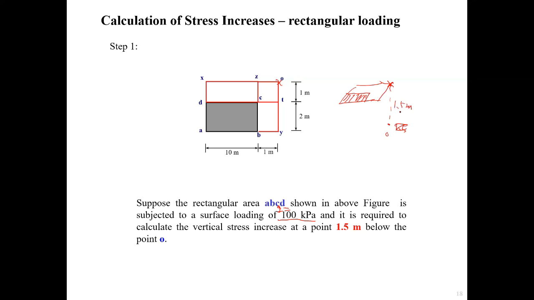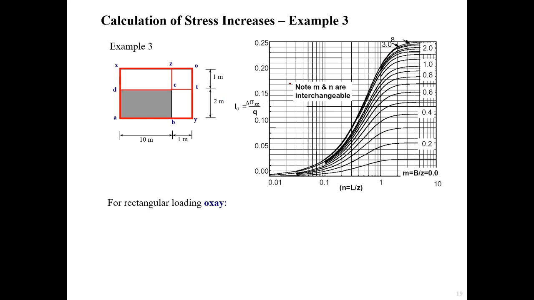So according to the previous slides, obviously we need to split into 4 small rectangles, and all the dimensions are already given in this figure. According to the previous discussion, I think we are all very clear. Firstly, we construct a big rectangle, and then take out this rectangle and this rectangle, and then add this one, because we subtracted it twice. So we have to supplement this one. Eventually we come up with the value for the real rectangular loading and the stress increase for point O. So now let's do it one by one.